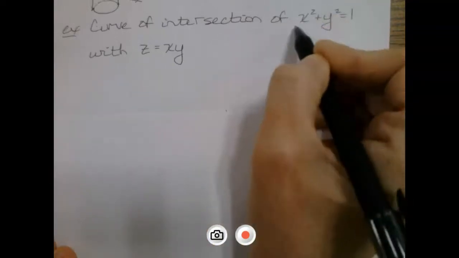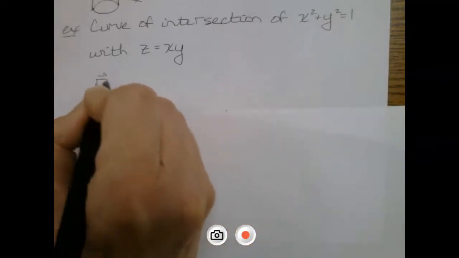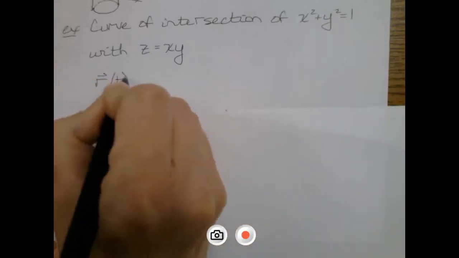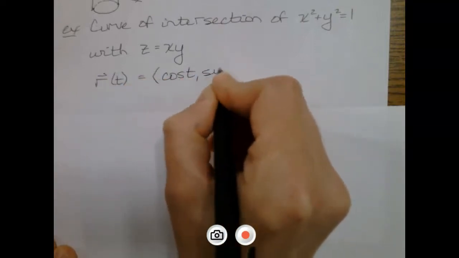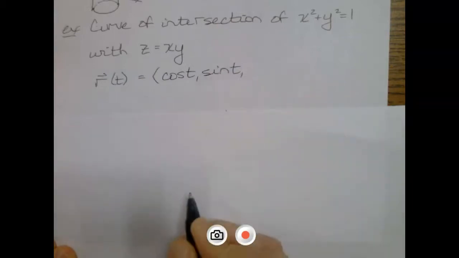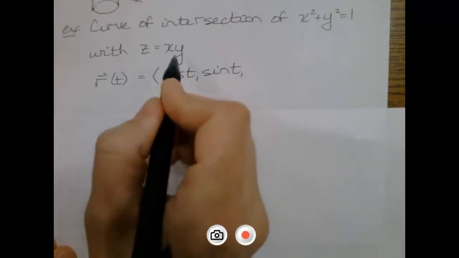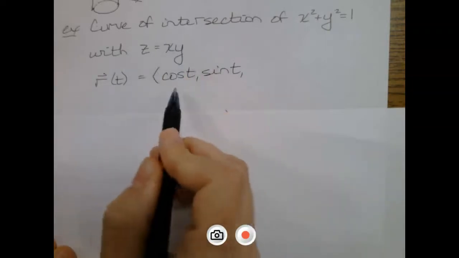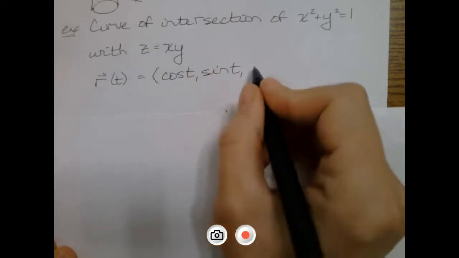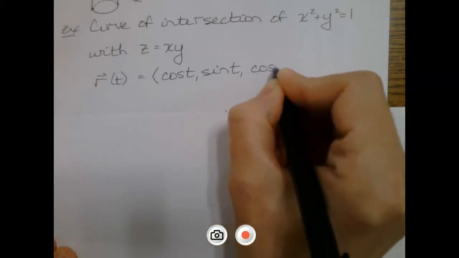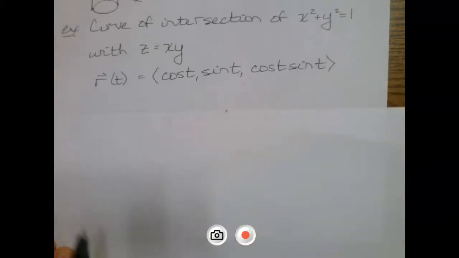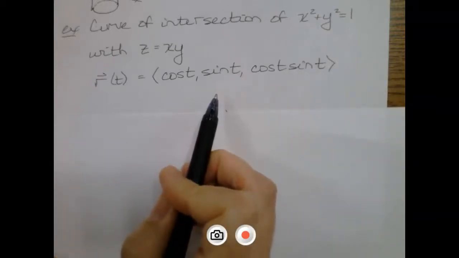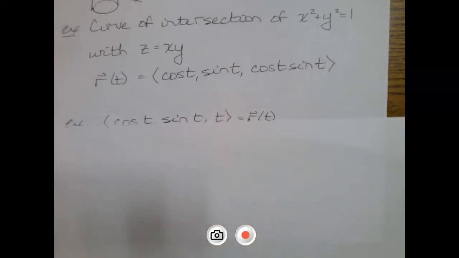Again, since cross-sections parallel to the xy plane are circles, we can use cosine t and sine t. And then z equals xy, there's x, there's y. We're going to make sure z is equal to x times y. And there's our parametric equations for that curve of intersection.